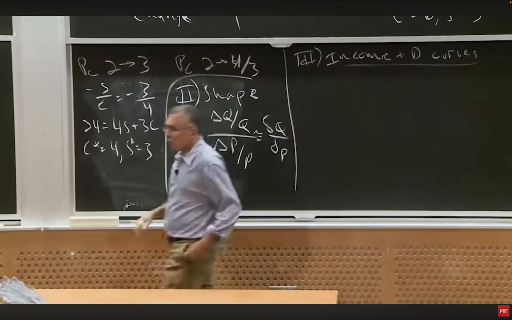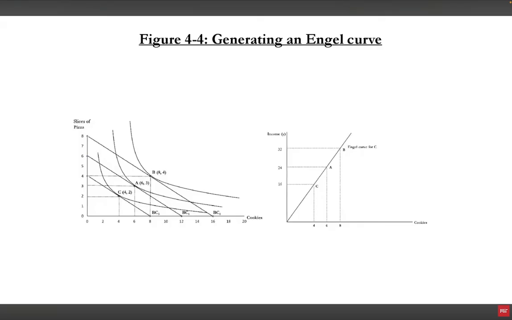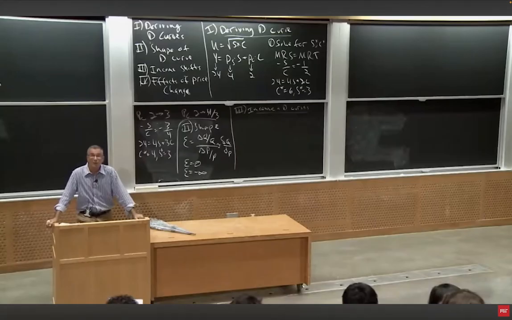Okay? So now let's go to figure 4.4. Once again, we start at point A. That is our original setup, with the budget constraint 24 equals 4S plus 2C, and the utility function equals square root of C. And that gets the solution at point A. Okay? Now, imagine that your income rises from $24 to $32. Nothing else has changed. Your preference is the same, price is the same. But your income has risen from $24 to $32.